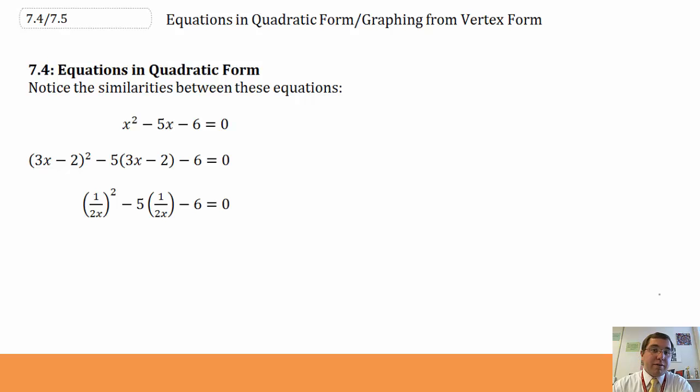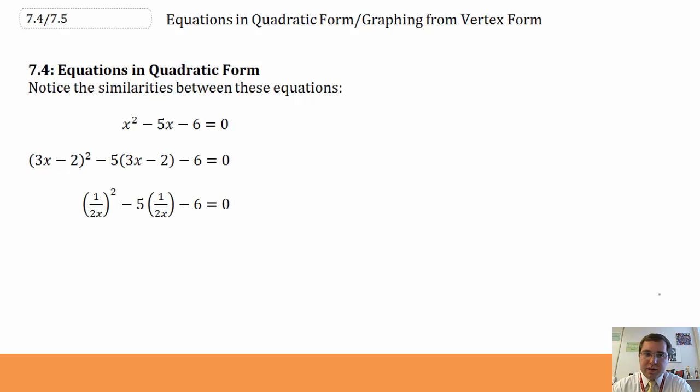This is section 7.4 and 7.5 of Honors Algebra 2, equations in quadratic form and graphing from vertex form. We're going to start with section 7.4, equations in quadratic form. So notice the similarities between these three equations.